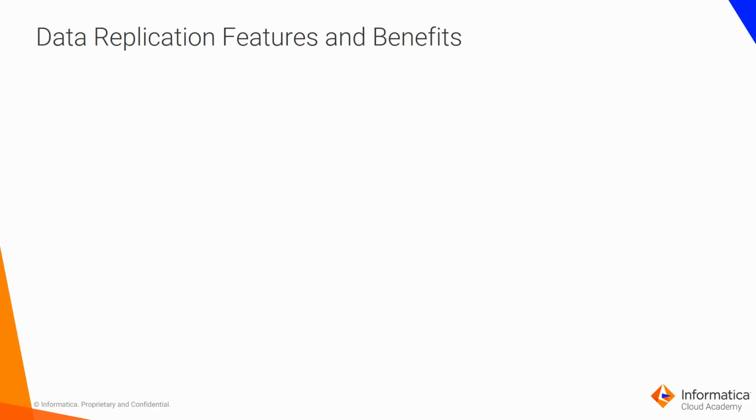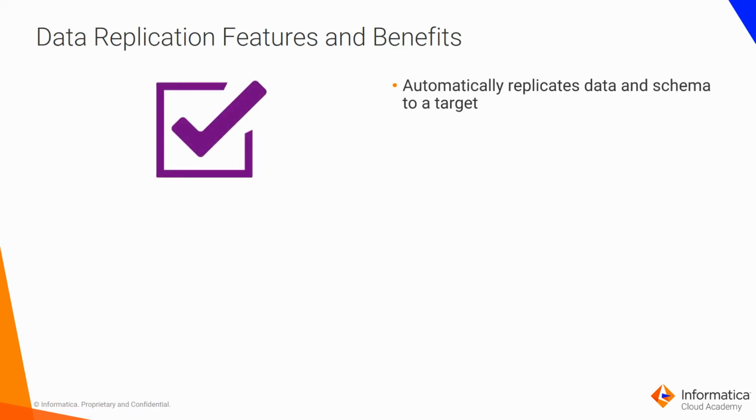The data replication application automatically replicates data as well as schema to a target. So this is a big difference between data replication and data synchronization, which we looked at earlier. As you will recall, with the data synchronization application, we had to have a target that we were integrating data to. However, with the data replication service, it will actually create that target for you. Whether that is a flat file or a database table with the columns that you need.